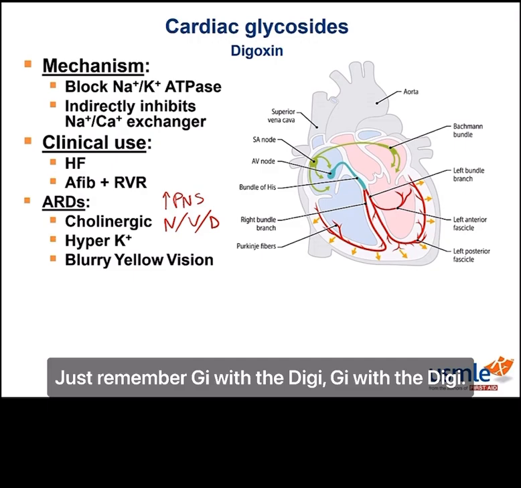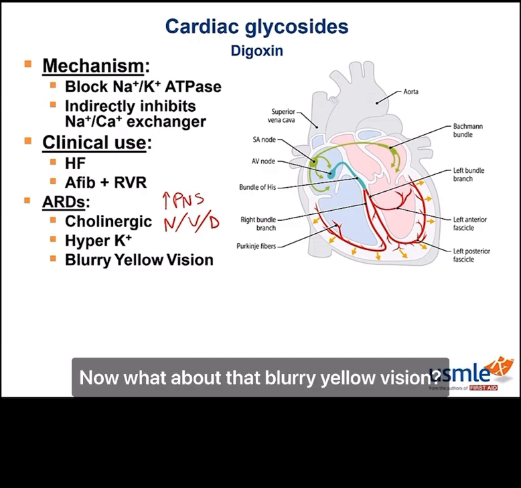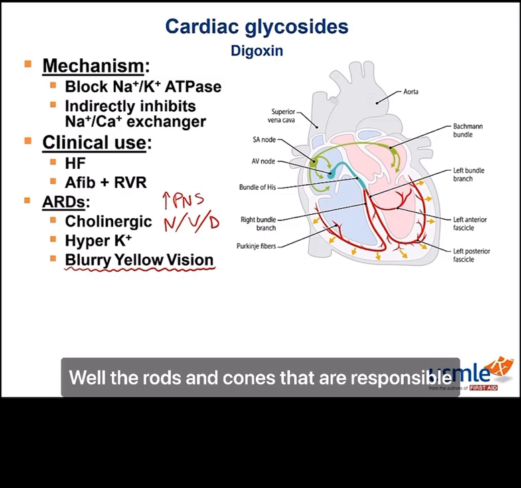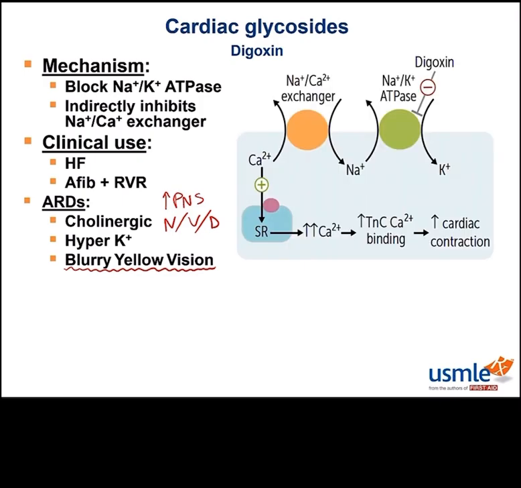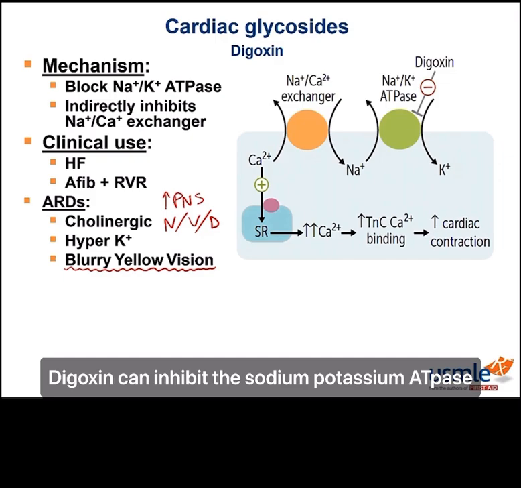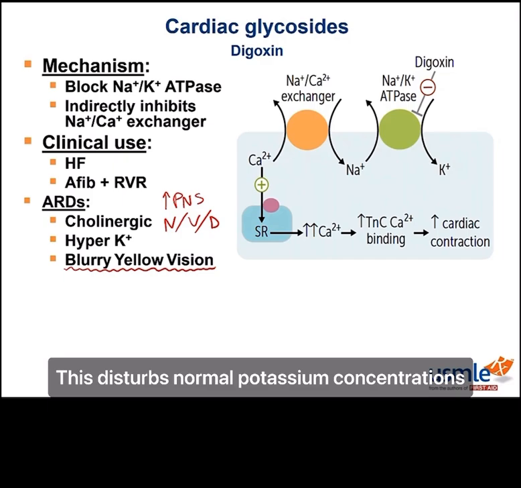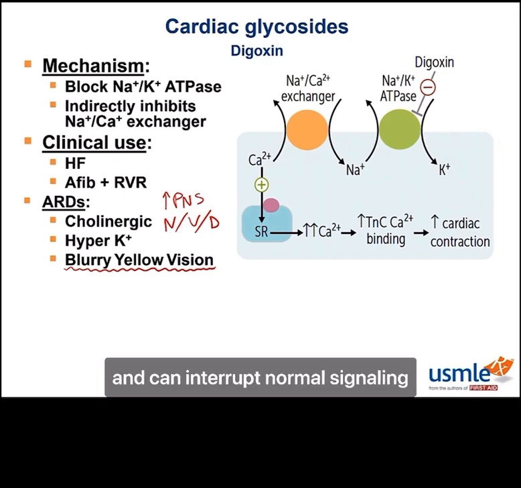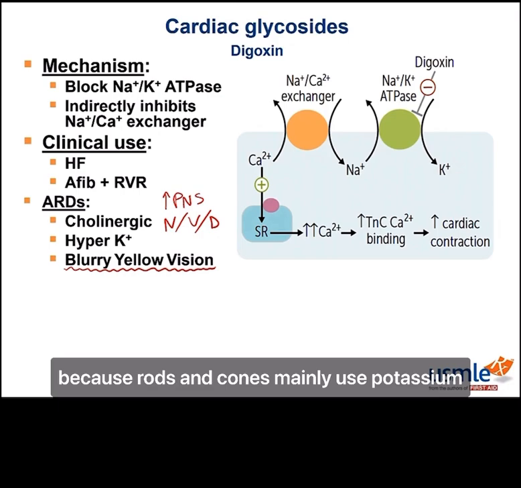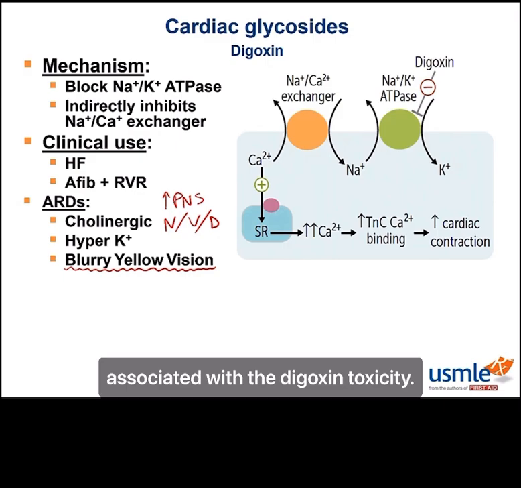GI with the digi. Now what about that blurry yellow vision? Well, the rods and cones that are responsible for taking light and turning it into a signal for your brain are dependent on potassium. Digoxin can inhibit the sodium-potassium ATPase on these cone and rod cells. This disturbs normal potassium concentrations and can interrupt normal signaling because rods and cones mainly use potassium to alter transmembrane potential instead of sodium. This is how you get the blurry green color vision associated with digoxin toxicity.